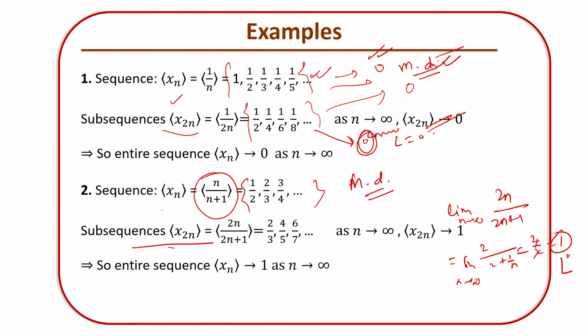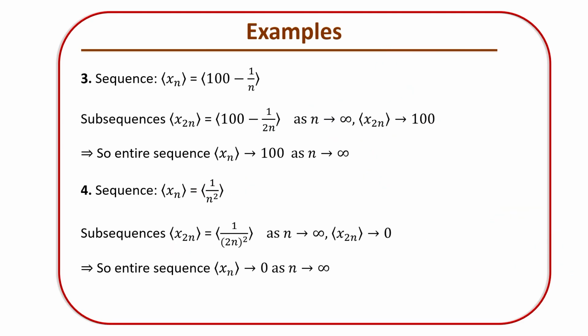So that means since the sequence is monotonic decreasing, in the monotone framework, we see that this subsequence, if it is converging, then the sequence must converge. So it converges to 1, without any mathematical calculations, right.